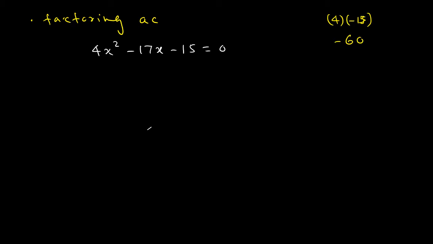equals 0. So what you're going to do is find two numbers. The product is negative 60, the sum is negative 17, and you can easily see that those two numbers are negative 20 and 3. So if you look at those two numbers, negative 20 and 3, you can see that the product is negative 60, and if you add the two numbers, you're going to get negative 17. So we perfectly find two numbers.